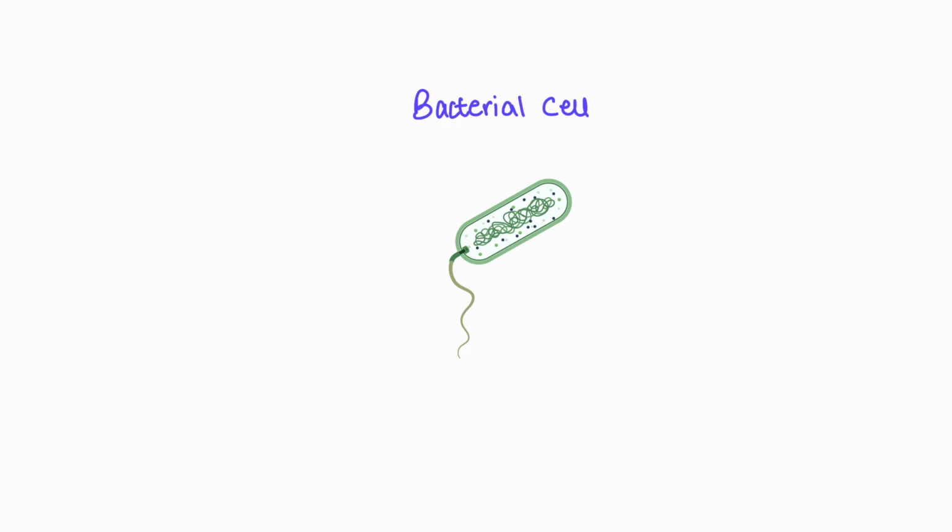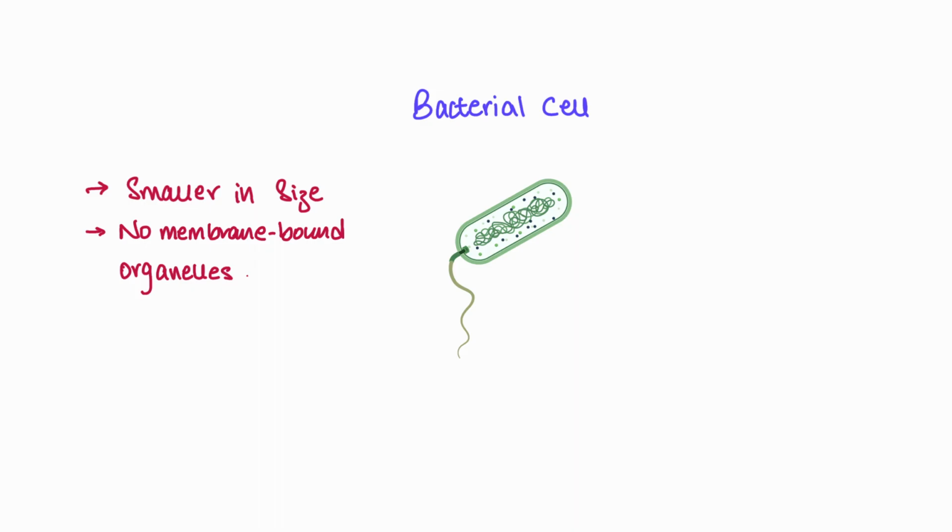Alright, next up are prokaryotic cells, and the best example we always use is a bacterial cell. Now, if we zoom in on the structure of a bacterial cell, it's actually much simpler than a eukaryotic cell. Firstly, it's much smaller. Secondly, it's got no membrane-bound organelles within it. That means organelles like mitochondria, nucleus, chloroplasts, they're all ruled out. But remember how I said all the eukaryotic cell organelles except for ribosomes are membrane-bound? This is why bacterial cells contain ribosomes, because they're not membrane-bound organelles. Alright, what else do we have here?